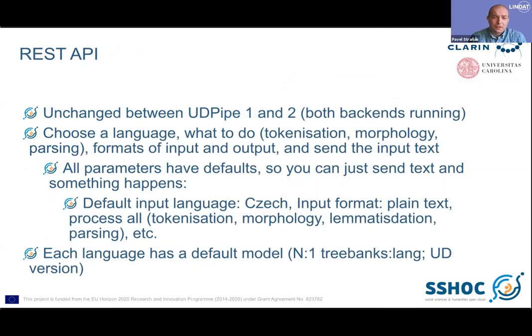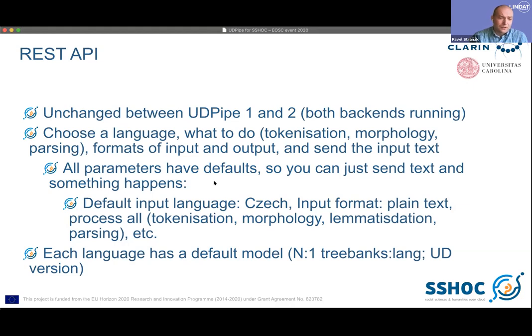The REST API is unchanged between versions of UDPipe 1 and 2, which allows us currently to run both of these as backends with one frontend. So the UDPipe application, the frontend, gets a request, and if the request is asking for some old model, it runs UDPipe version 1. If it's asking for current, or it just says a language name, like analyze Czech or analyze English, it runs the latest UDPipe version 2.